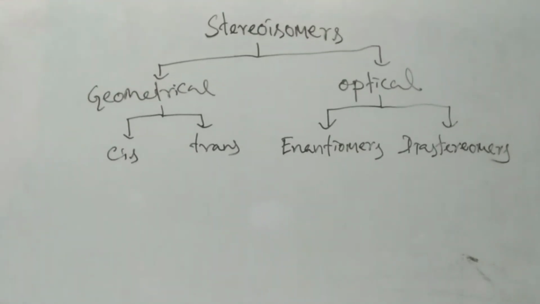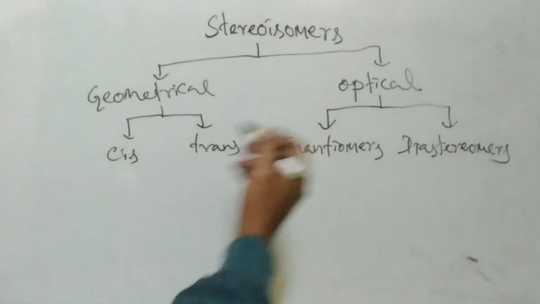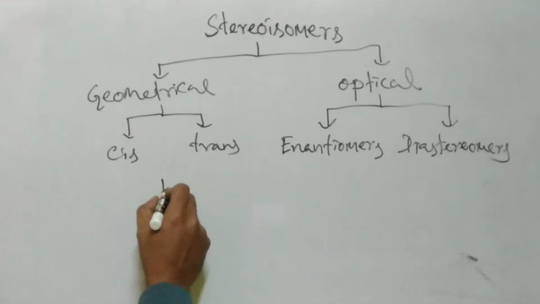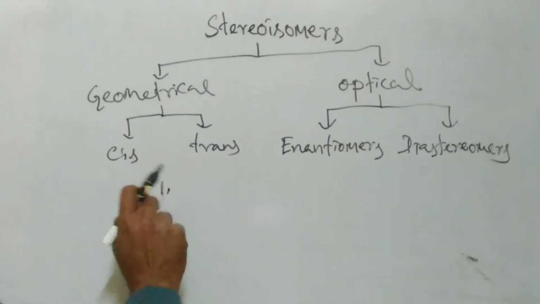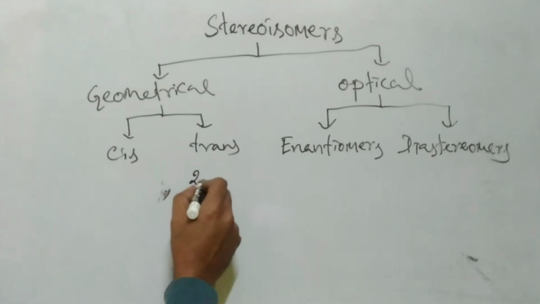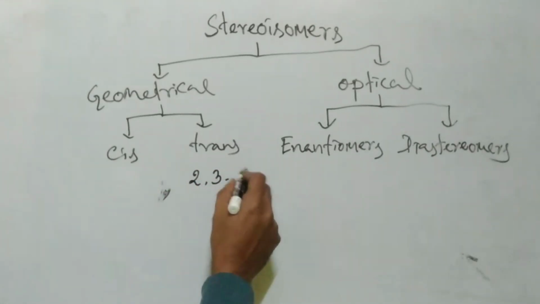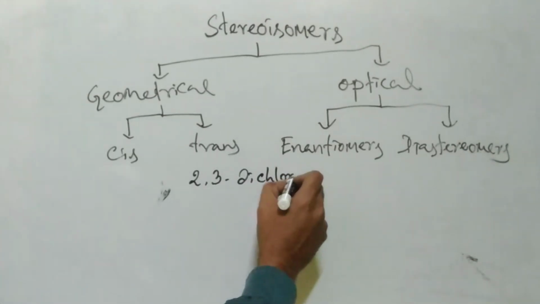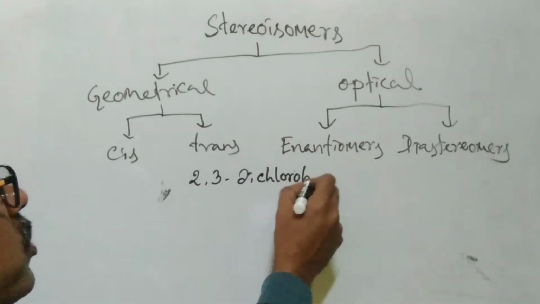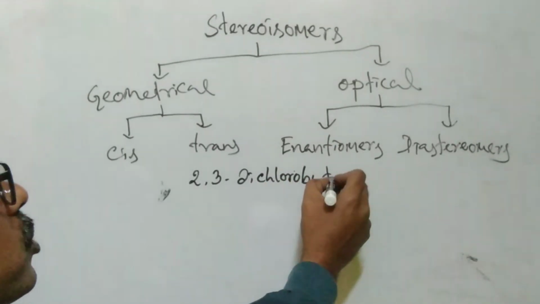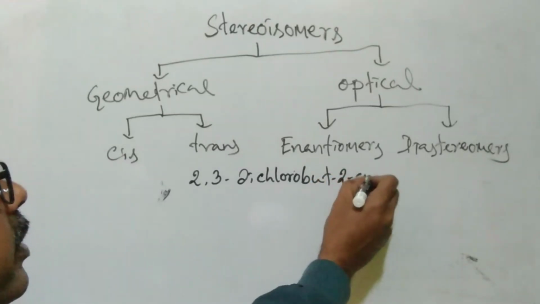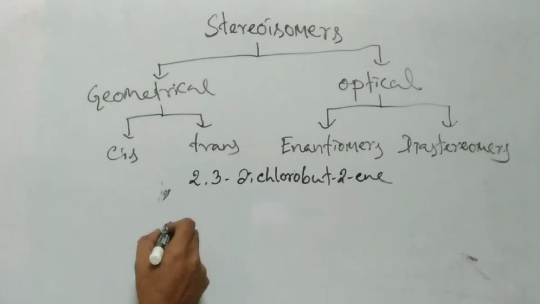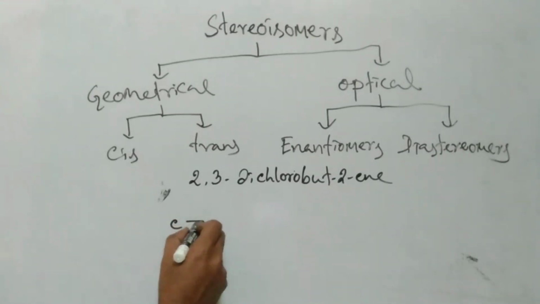Consider the cis and trans isomer. Say 1, 2 or 2, say 2, 3 dichlorobutene, but-2-ene. Okay, this compound, we can write this compound as C double bond C.